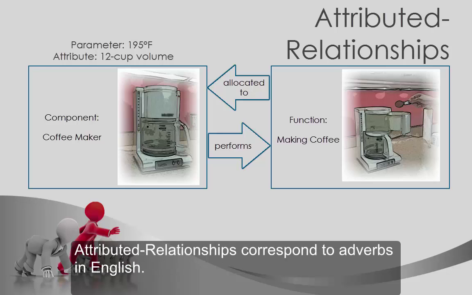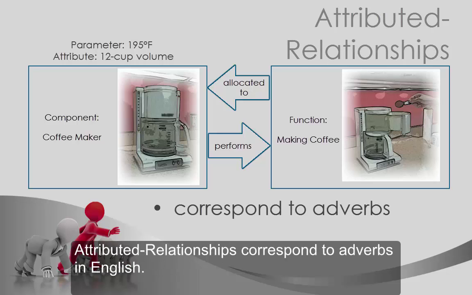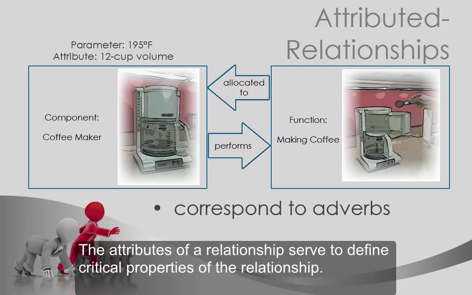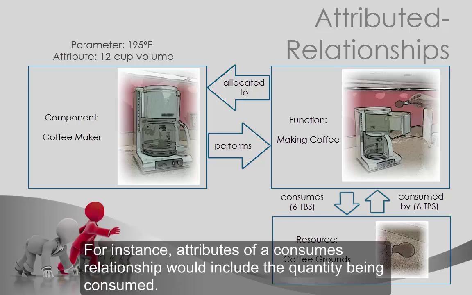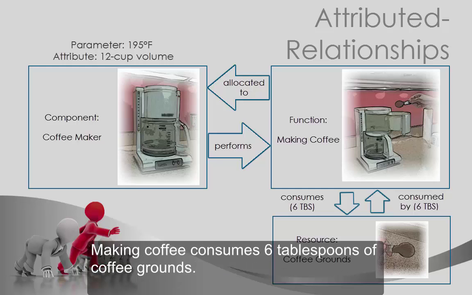Attributed relationships correspond to adverbs in English. The attributes of a relationship serve to define critical properties of the relationship. For instance, attributes of a consumes relationship would include the quantity being consumed. Making coffee consumes 6 tablespoons of coffee grounds.